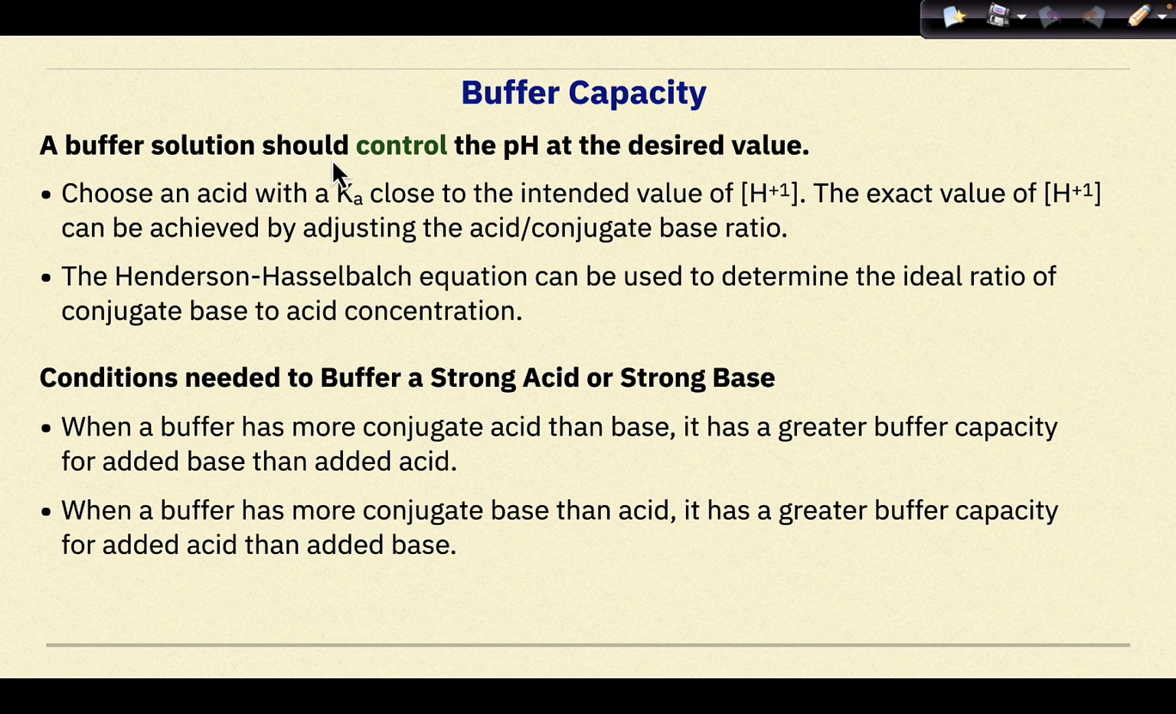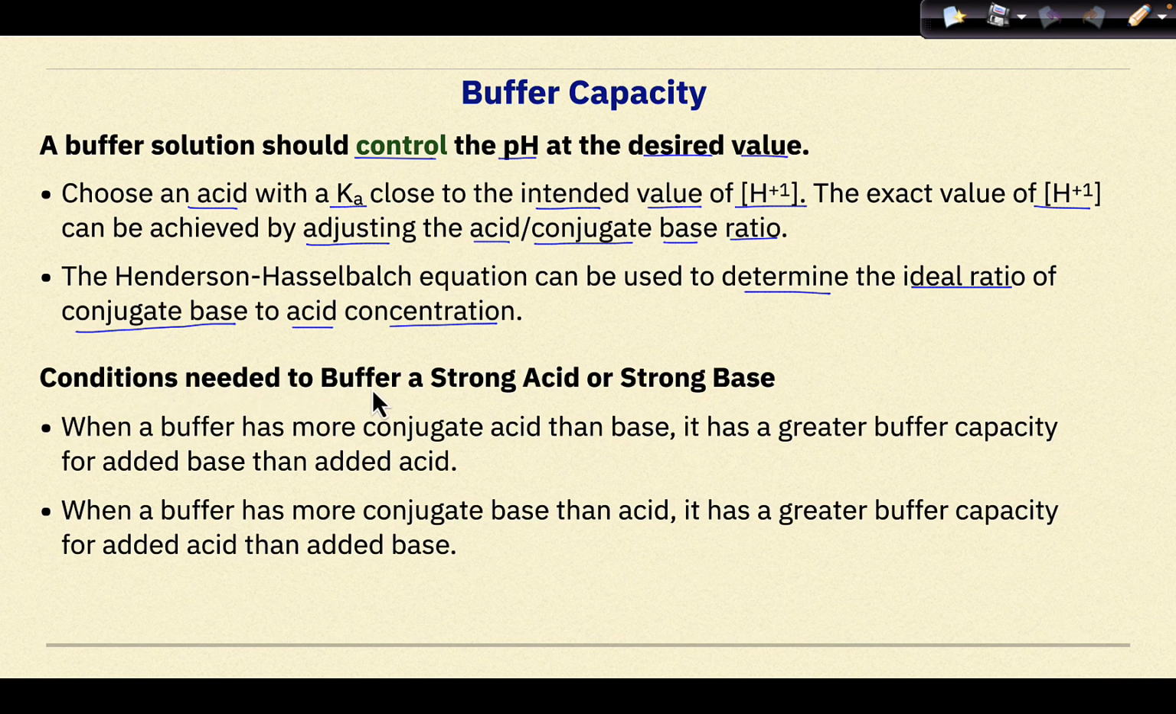A buffer solution should control the pH at the desired value. So we need to choose an acid with a Ka close to the intended value of the hydrogen ion concentration. The exact value of the hydrogen ion concentration can be achieved by adjusting the acid conjugate base ratio. The Henderson-Hasselbalch equation can be used to determine the ideal ratio of conjugate base to acid concentration.